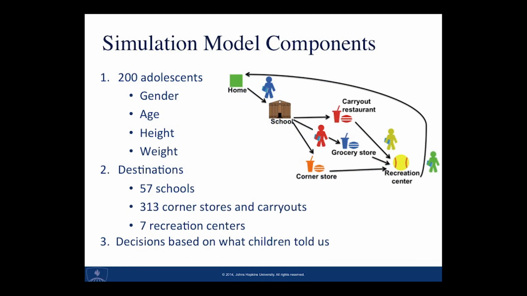The model includes actual data from 200 adolescents aged 10 to 14 from Baltimore City. It includes information about their gender, their age, their height, and their weight. It includes actual geolocated destinations, including 57 schools, 313 corner stores and carryouts, and 7 recreation centers. And it includes algorithms that help us to describe the decisions that children make based on what these children actually told us about their usage of food sources and the foods they select within these stores.